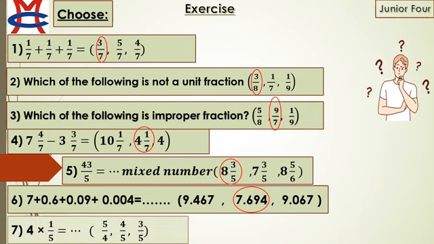Number 7. 4 times 1 over 5. We want to get the product of 4 times 1 over 5. We can write 4 over 1. We multiply numerators, 4 times 1 equals 4. Then we multiply denominators, 1 times 5 equals 5. So the answer is 4 over 5, 4/5. We choose 4 over 5.